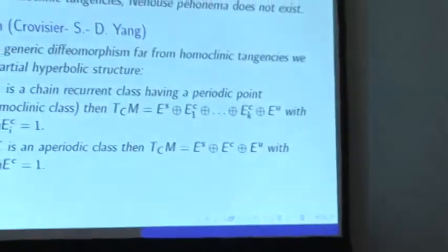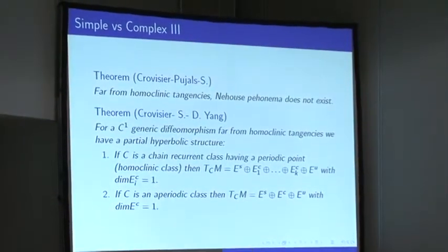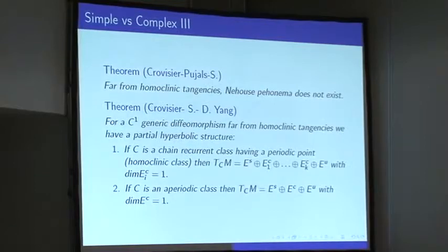There is another result we did with Sylvain Crovisier and Dawei Yang: also far from homoclinic tangencies, we have some structure on the chain recurrent set or the chain recurrent classes. I don't want to be very explicit, but we have this kind of structure where the tangent bundle of the chain recurrent set splits into a partially hyperbolic structure, which is invariant under df. So we have a stable direction, many central directions which are of dimension 1, and an unstable direction, but the stable and unstable could be trivial.